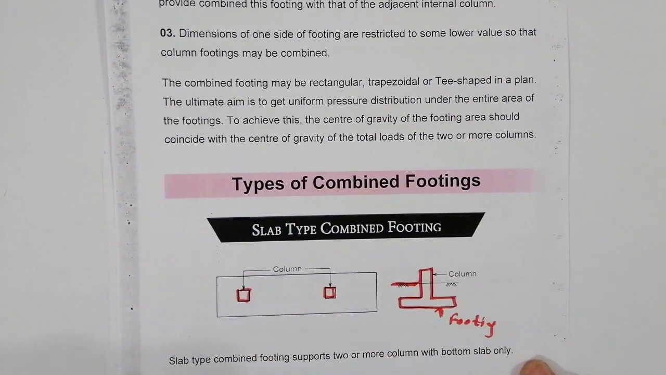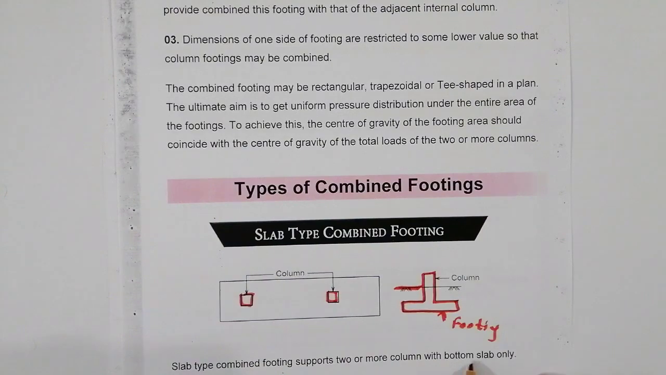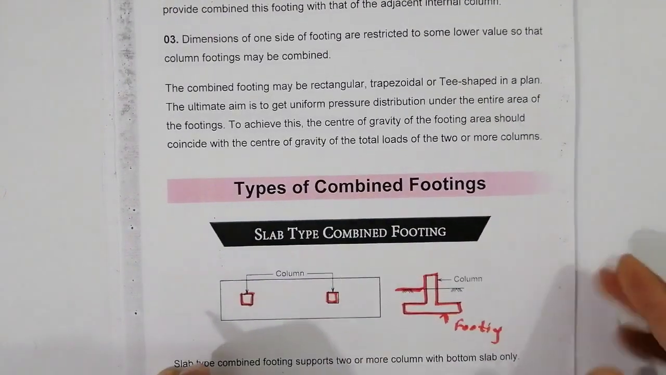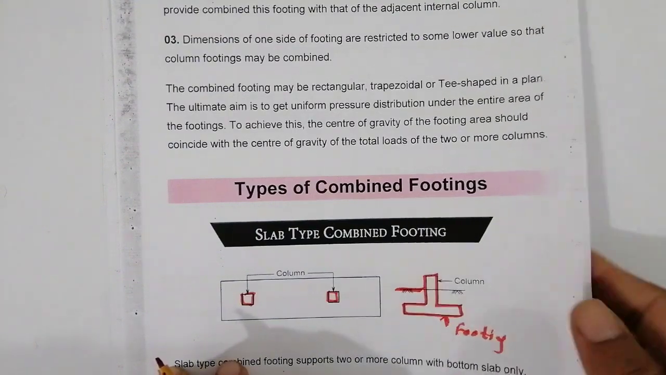Now guys, the slab combined footing supports two or more columns with a bottom slab only. Okay, it is used for this. This is the first type of combined footing.